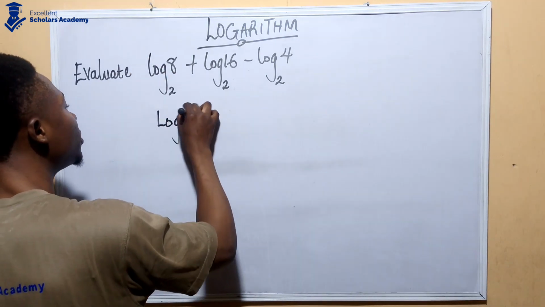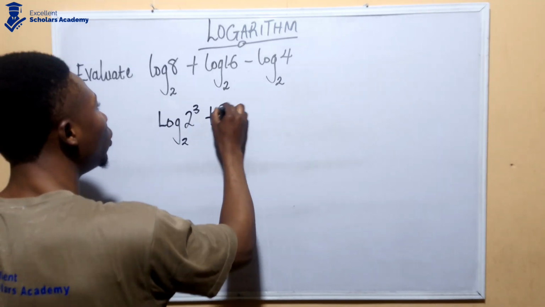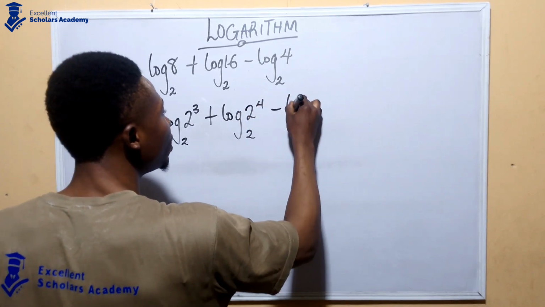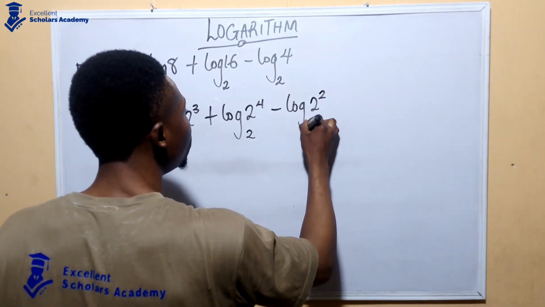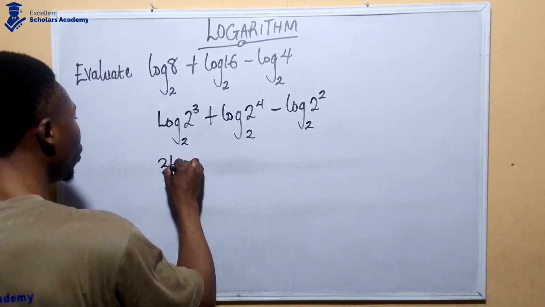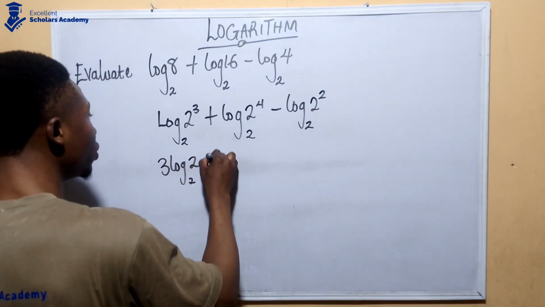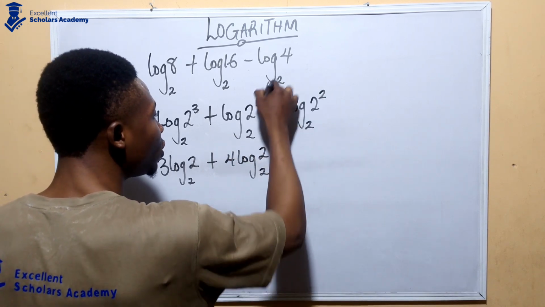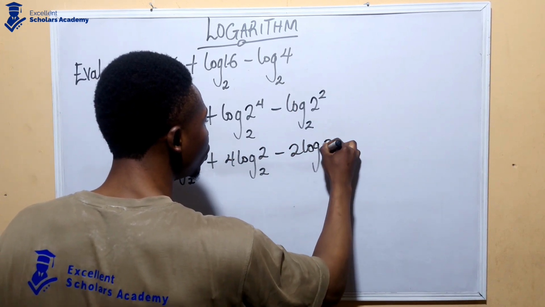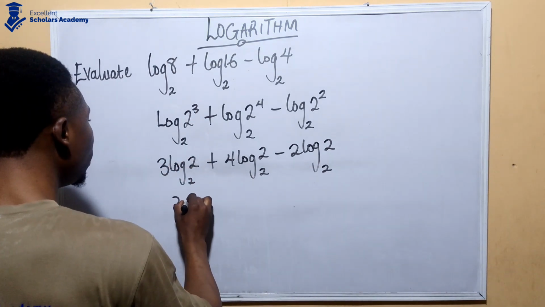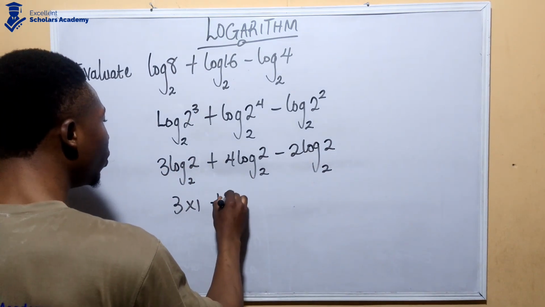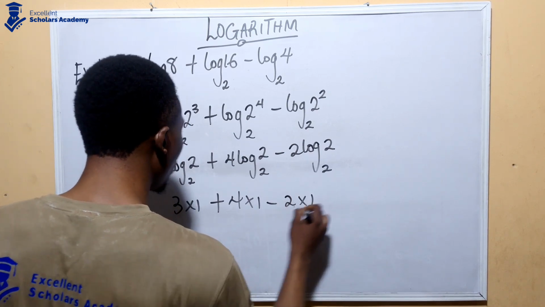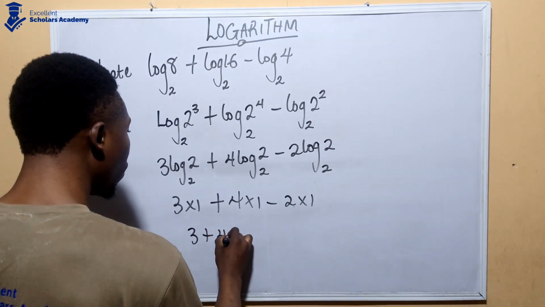So log 8 can be expressed as 2 to the power of 3 base 2, plus this can be expressed as 2 to the power of 4 base 2, minus this can be expressed as 2 to the power of 2 base 2. The powers come behind, you have 3 log 2 base 2, plus 4 log 2 base 2, minus 2 log 2 base 2. So this is going to be 3 times log 2 base 2 which is 1, plus 4 times 1, minus 2 times 1. This is 3 plus 4 minus 2.